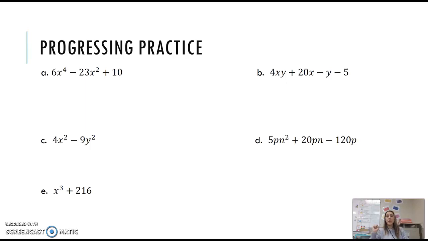greatest common factor, sum and difference of cubes, difference of squares, trinomial factoring, so box and diamond, or factoring by grouping, and that's when we just use the box. Now remember, in progressing, we're only going to factor these one time. So go ahead and hit pause to factor these one time.